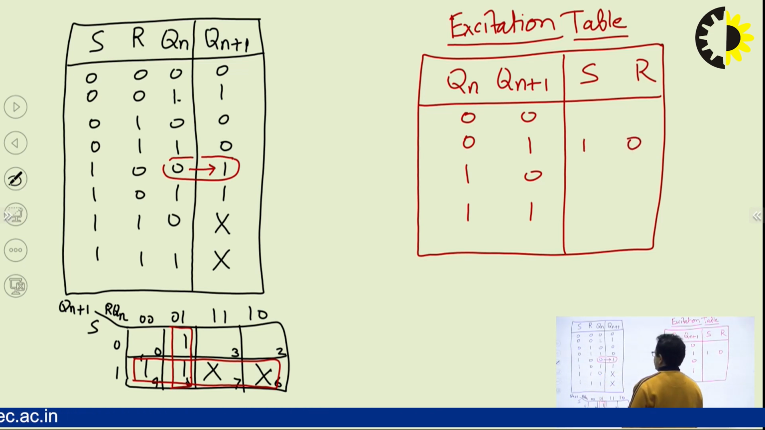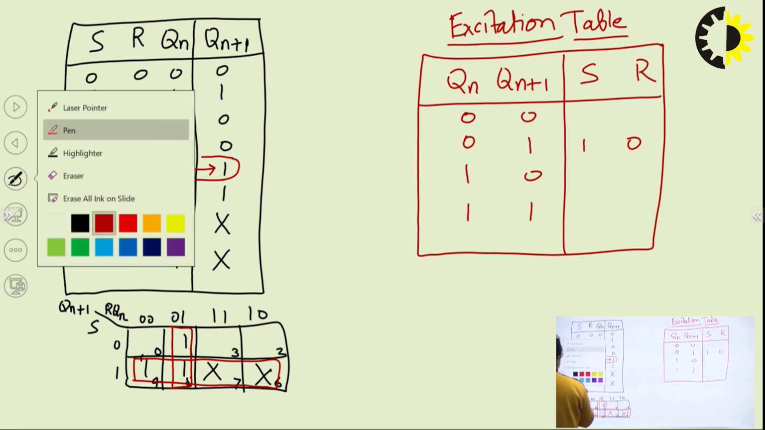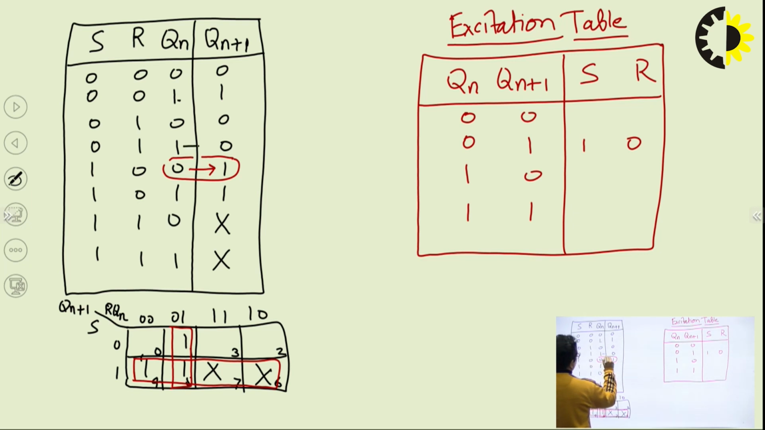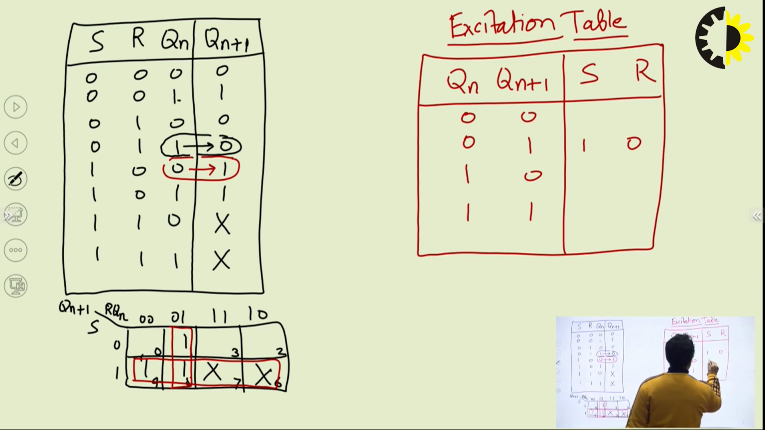Now the next case is for 1 0, which means your output is changing from 1 to 0. So the output is changing from 1 to 0 for this point. So what is the input combination for this output? It is 0, 1. So your input will be 0, 1. Sorry, SR is the input.